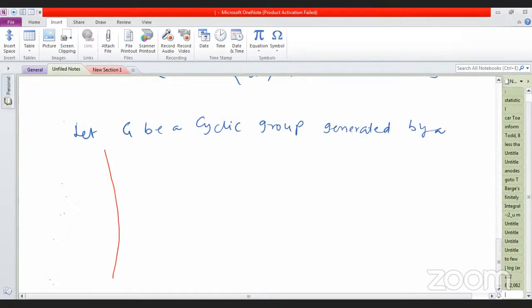Generated by. Let G be a cyclic group generated by A. So I am writing here. Ranjit, what is your doubt? Ask me. Don't raise the hand. G equals the generator of A, which is A power n where n is an integer.